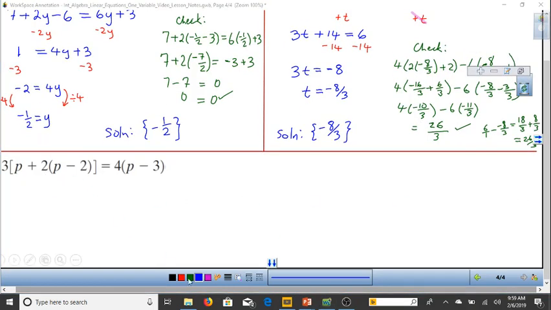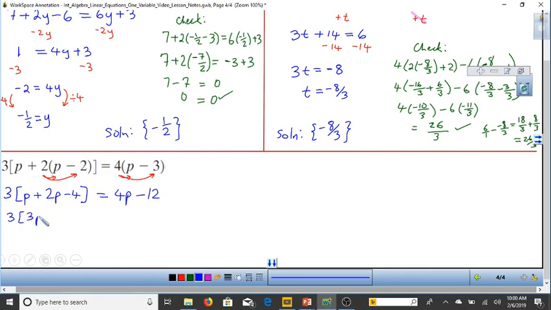We again are going to distribute the parentheses, but let's do it systematically. We're going to distribute the right side. That is easy, but let's distribute the parentheses here first, and then we'll distribute the bracket afterwards. So we have 3 bracket p plus 2p minus 4 equals 4p minus 12. And then 3 times p plus 2p is 3p minus 4, still equals 4p minus 12.